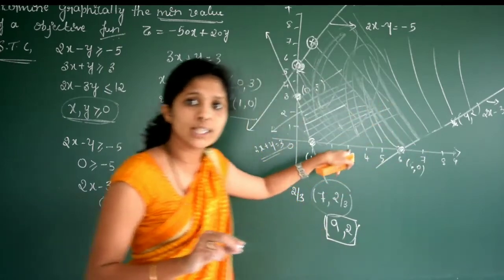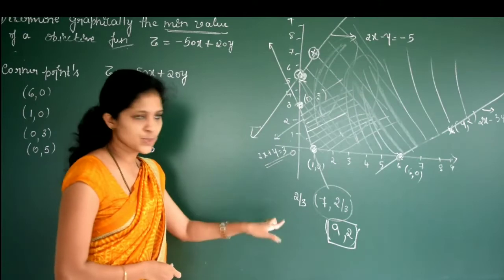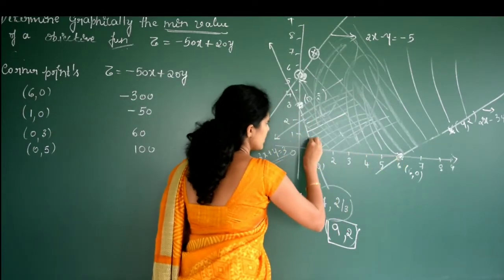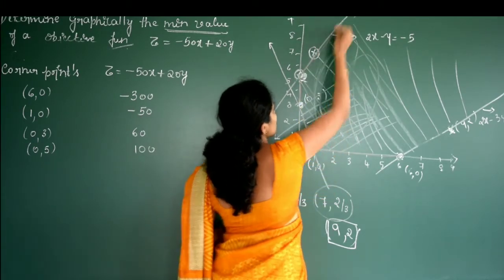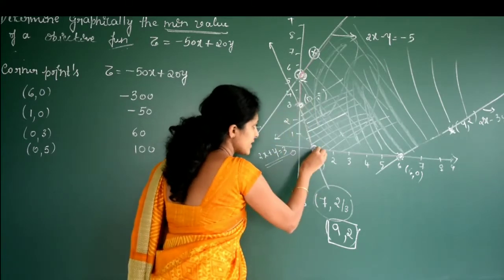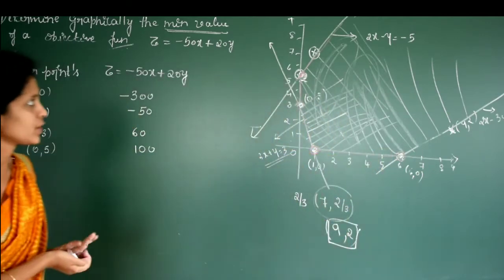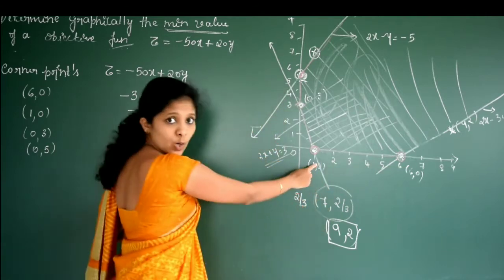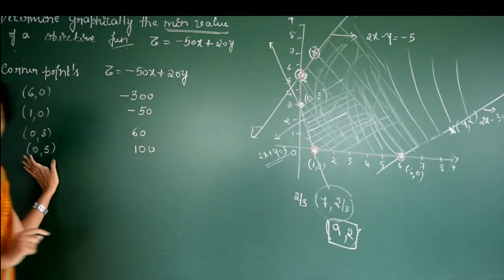Now we will substitute these points in z and we will check. I hope you understood this one. See the corner points here. See, this is the line, right? You can observe here. So this is the line. This is the first corner point, this is the second, this is the third, and this is the fourth corner point. So we have 4 corner points. We substitute 6, 0, next 1, 0, then 0, 3 and 0, 5.